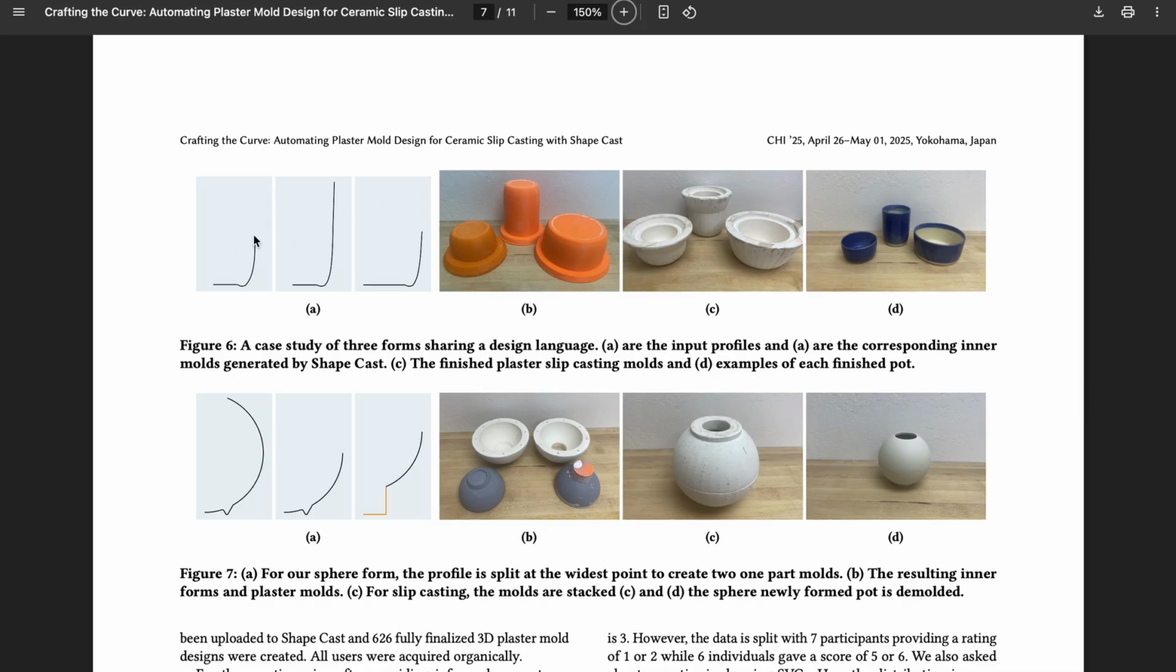And here are some more case studies. Some of these forms are available on the Shapecast website still. And then here's the sphere that I did, making some slight modifications to Shapecast to make a 2-part mold. I have been continuing to work on the 2-part mold process. It's not integrated right now, but if you need a mold, definitely reach out.